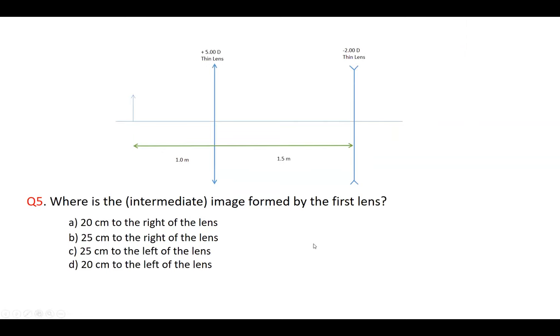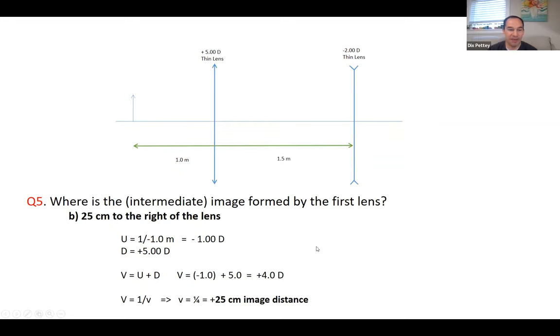Okay. So, yes, question number 5, B, 25 centimeters to the right of the lens. Awesome. And you just use that B equals U plus D equation for that. Big thing here is just make sure you're keeping your signs straight. If the object is to the left of the lens, which is the standard, then that's going to be minus 1, added to a plus 5 gives you that plus 4. Plus is going to be to the right of the lens. So 25 centimeters to the right.